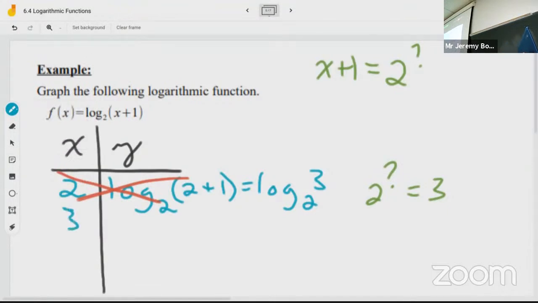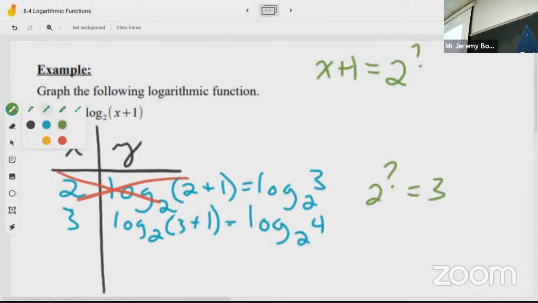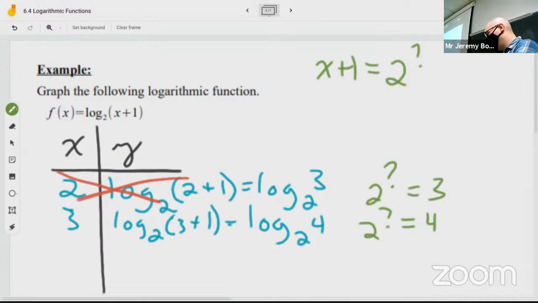So if we do 3, that means we're going to do log base 2 of 3 plus 1. Oh, that's a 3, let me fix that. Which is going to be log base 2 of 4. What power do I need to raise 2 to, or what exponent do I need to apply to 2 to get a 4? 2. So that means that when x is 3, my y is going to be 2. So now I got a point 3 comma 2. Good, 3 was a good one.